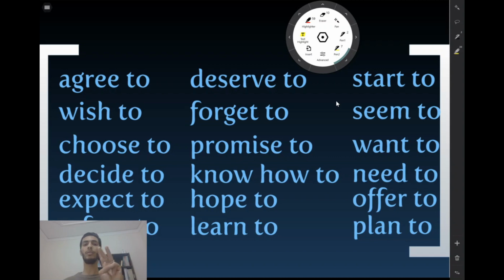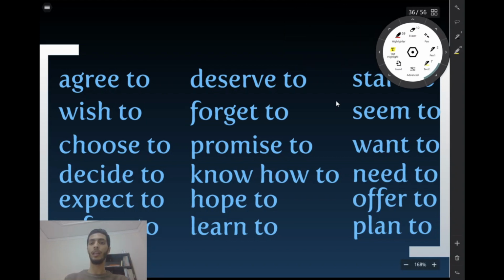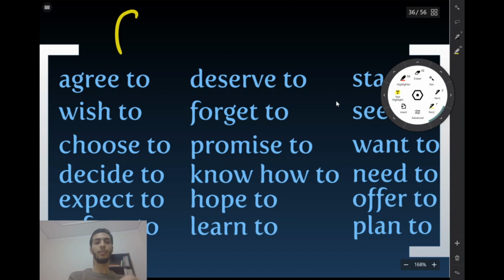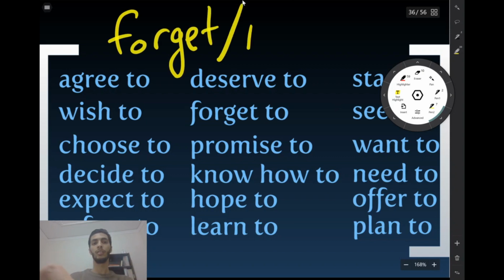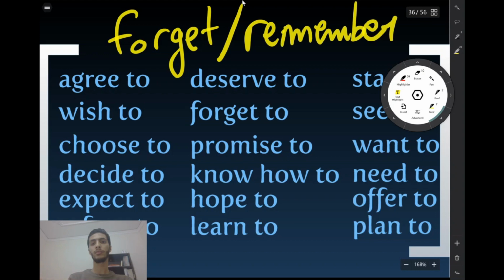Alright, there are three verbs. If we use the gerund after them, there is a meaning, and if we use the infinitive, we change the whole meaning of the sentence. And those verbs are, of course, these verbs. So we have forget, remember, and stop.